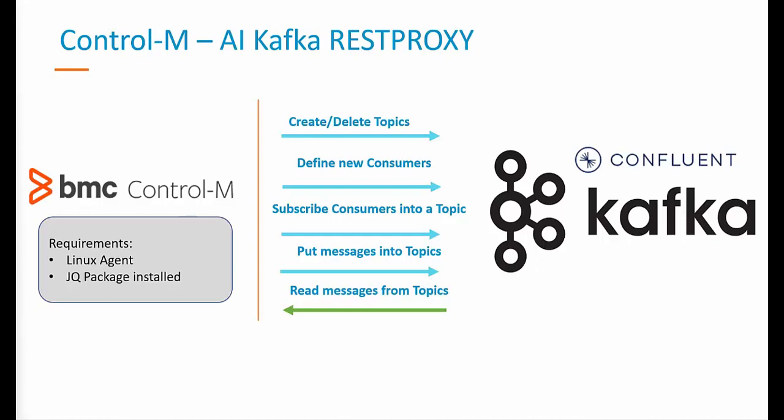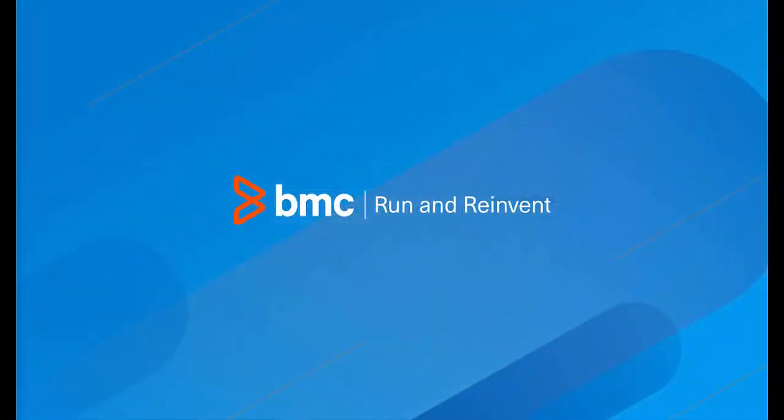Remark that this job type has been created to work under a Linux agent, mainly because we use the JSON query package installed into the server. So with this, let's go to Control-M and let's see how it works.